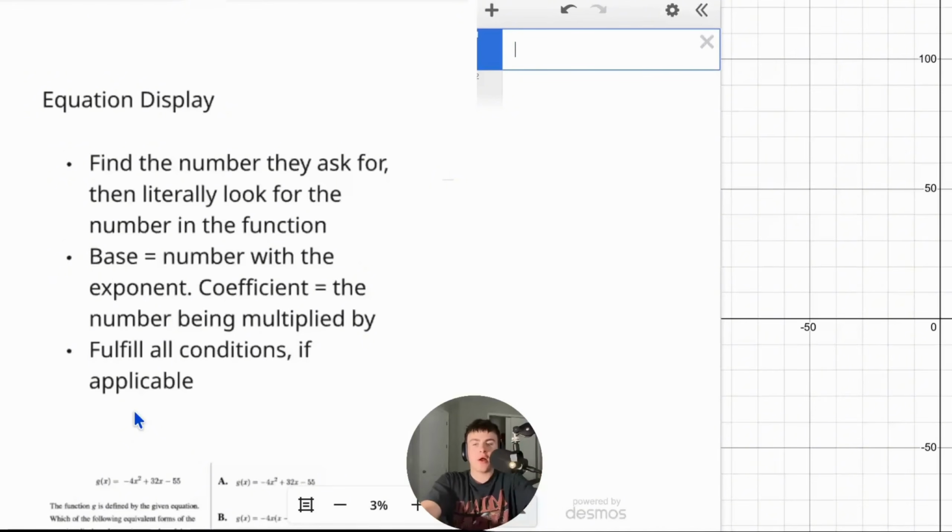Like you don't do any algebra or anything. You just look at the number. Is it in the function? Yes. Then it's the right answer. That's it. So let's go over the like exponent stuff.